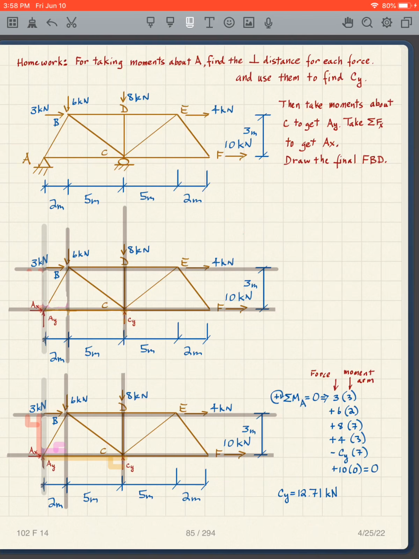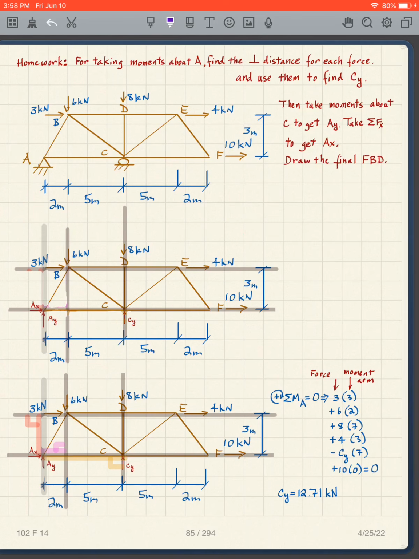All right, so we're going to take moments about A. Now here are my, I've already sort of shown you the line of action of the forces. So, there it is for the 3 and the 4. That's for both of them, right? They both go through that. Both have that same line of action. Here it is for the 6. Here it is for the 8. And this is also the 8 and the CY.